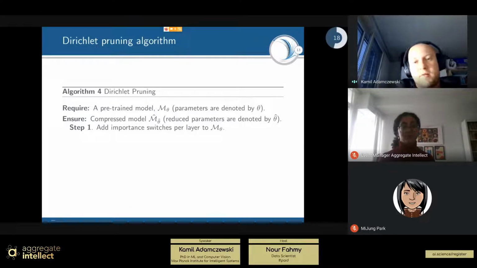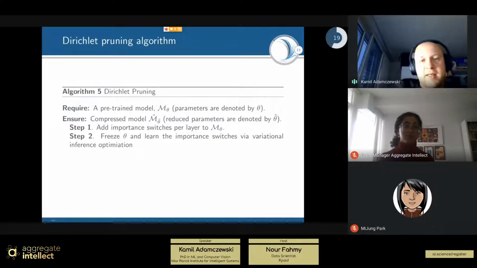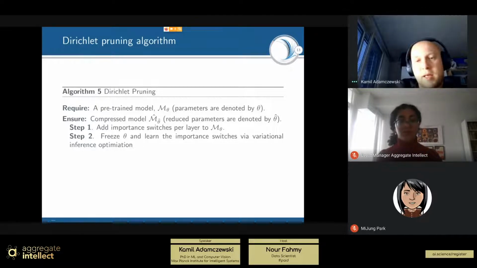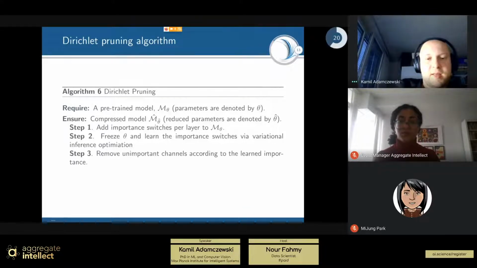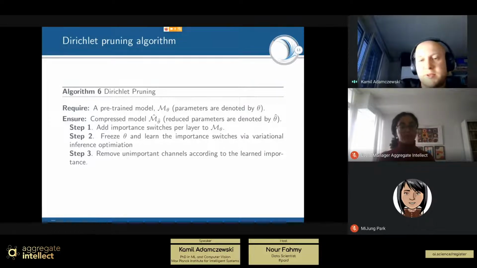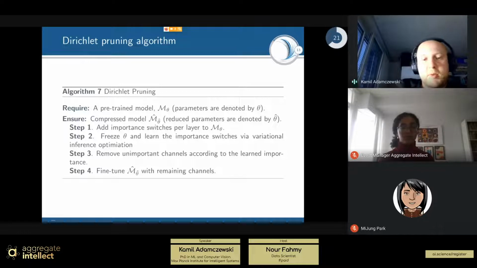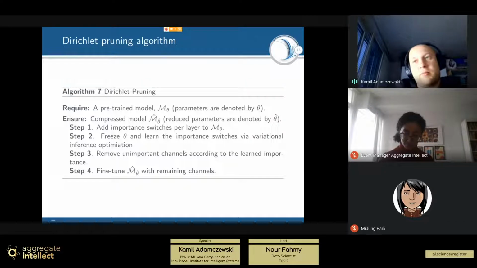And how do we achieve it? First, we add the importance switches to the architecture, one switch per layer. Then we freeze the parameters of the network, except for the importance switch parameters. Then we perform the variational inference optimization, where we learn the importance switches. Afterwards, we remove those channels with values close to 0, with the small values. And finally, we fine-tune the model with the remaining channels. When we remove certain channels, we have some loss in accuracy, and we want to regain this accuracy by fine-tuning the model again. So that's the entire algorithm. That's the overview of the Dirichlet pruning.